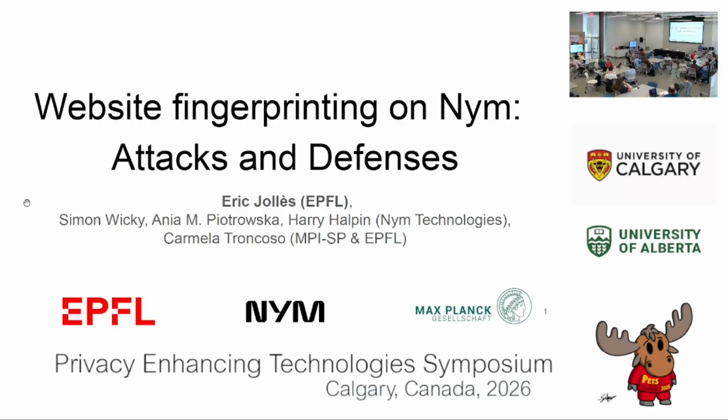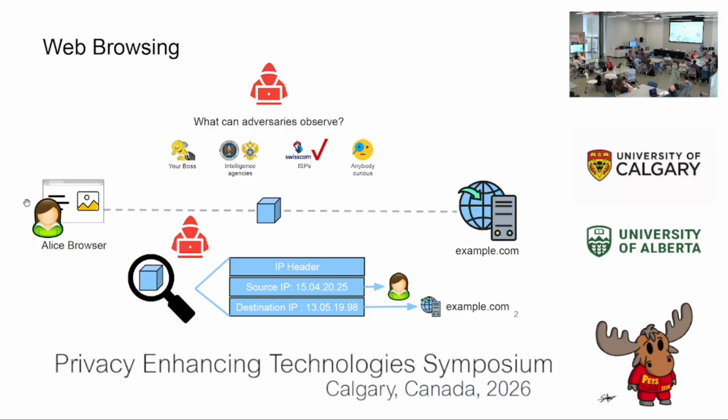This is joint work with my colleagues from NIM and MPI-SP. So when Alice is browsing the internet, her traffic might be encrypted, but her IP header is not. So anyone on the link, be it her boss, intelligence ISPs, or just anybody curious, can see the source and destination IP address, and then can infer that Alice visited a website.